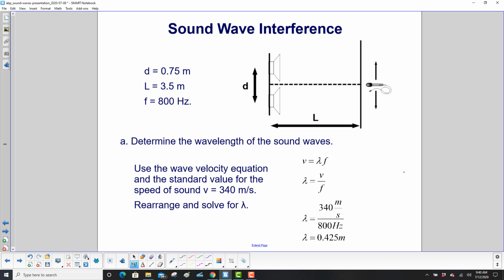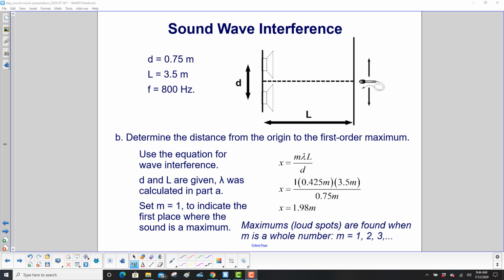Determine the wavelength of the sound waves. Well, we still have velocity is equal to lambda f for any type of wave. So lambda, divide both sides by frequency, we get this. Here's the speed of sound, which if you don't remember it should be on your table of constants, divided by 800 Hertz, and we get a wavelength of 0.425 meters.